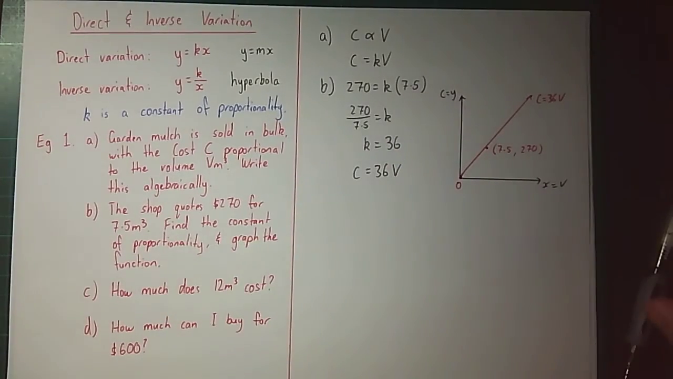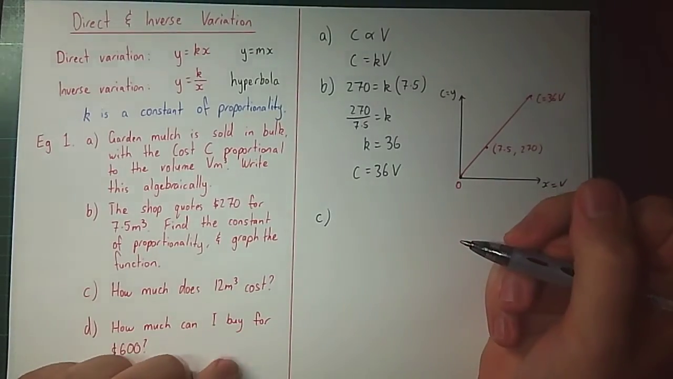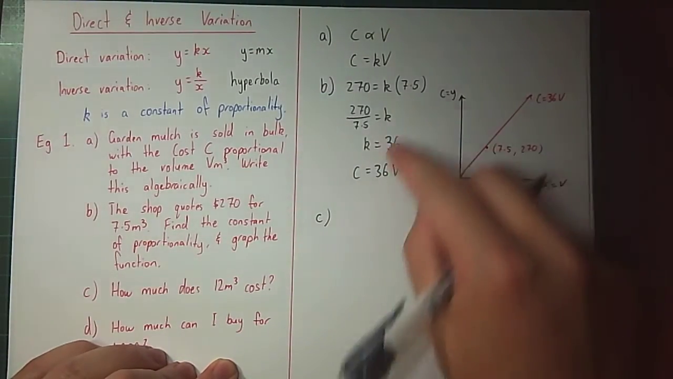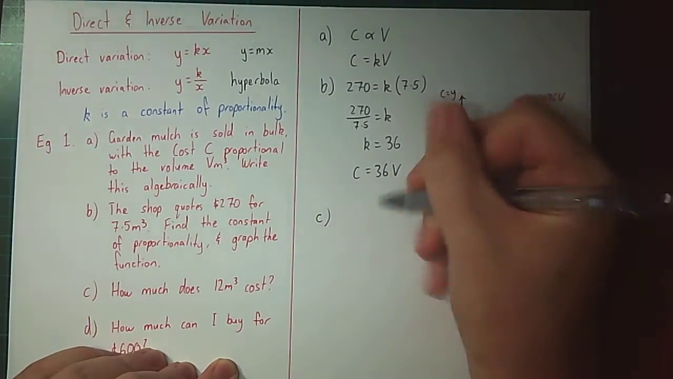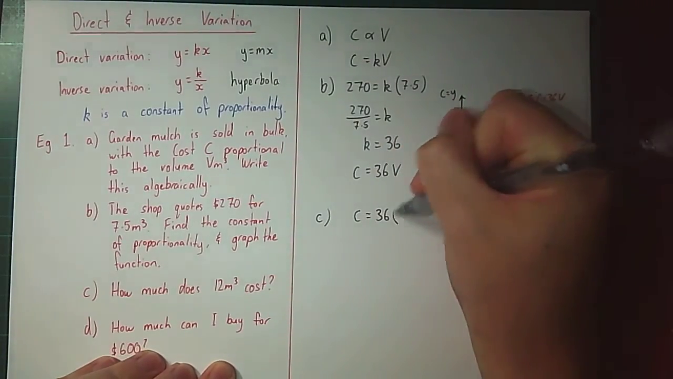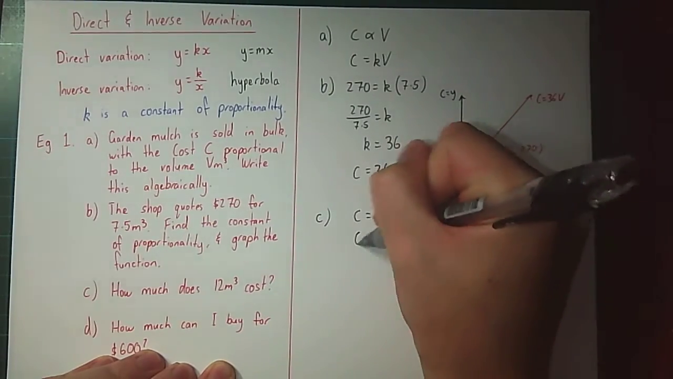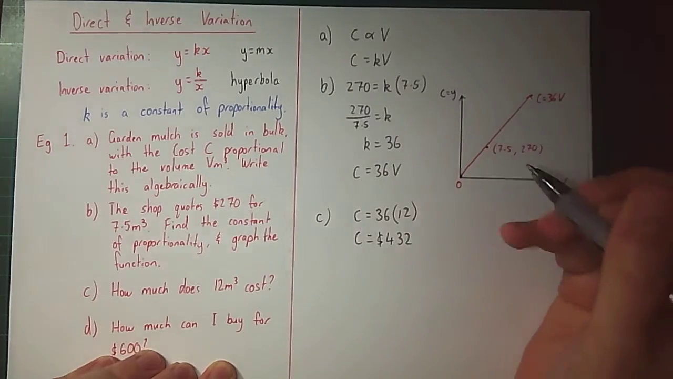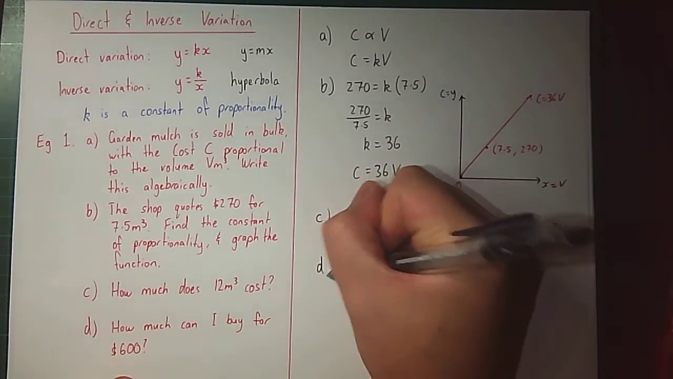Part C asks how much 12 meters cubed costs. We actually know what this function is now because we've got our value for k, so we can just substitute that value in for V. We'll have C is equal to 36 lots of 12. So of course C is going to be $432 for this situation.